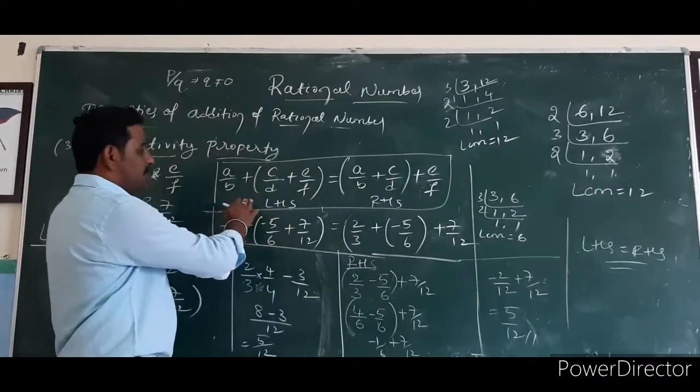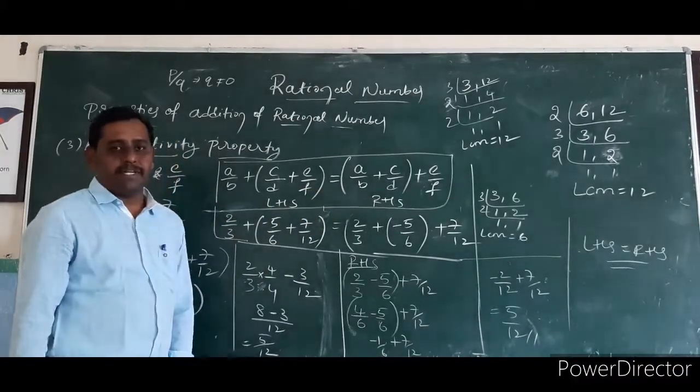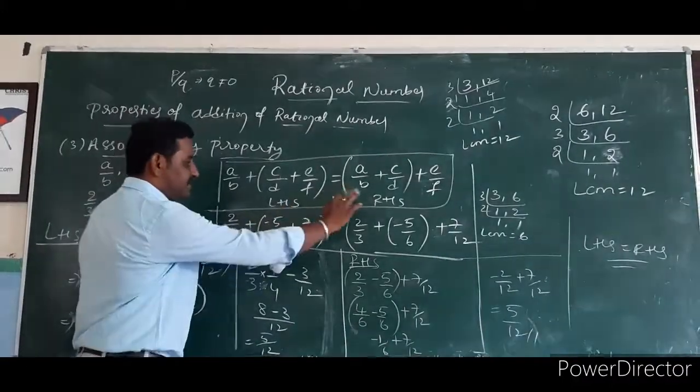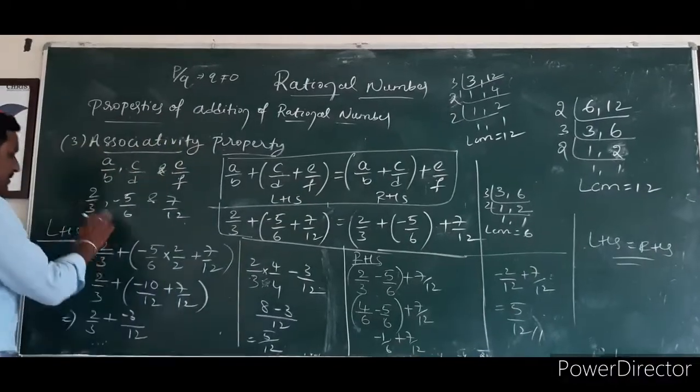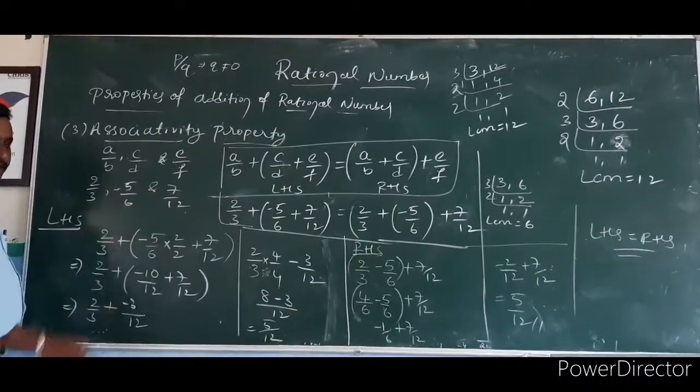So if you add this way and this way, you will get the same answer. This means the property is satisfied, that is, LHS equals RHS. I am considering the rational numbers 2 by 3, minus 5 by 6 and 7 by 12.